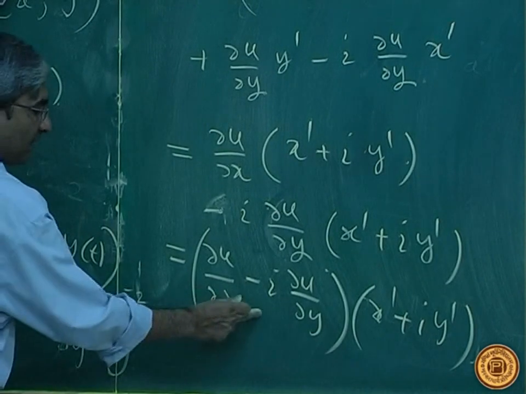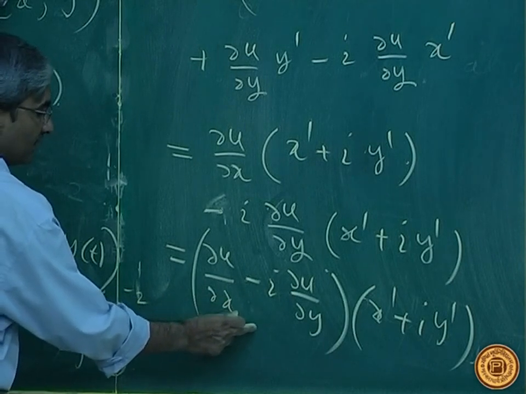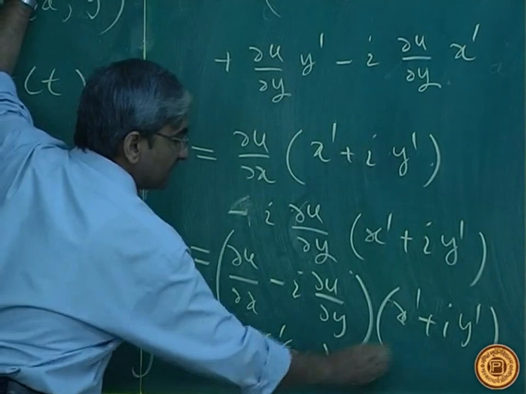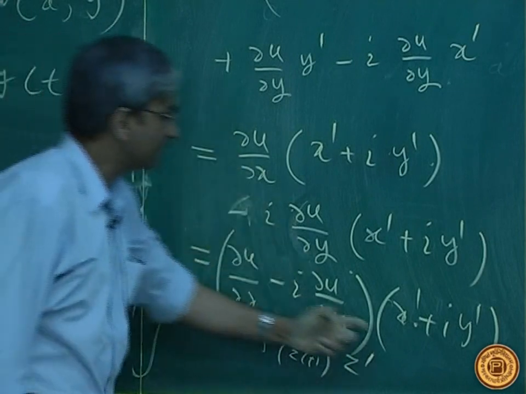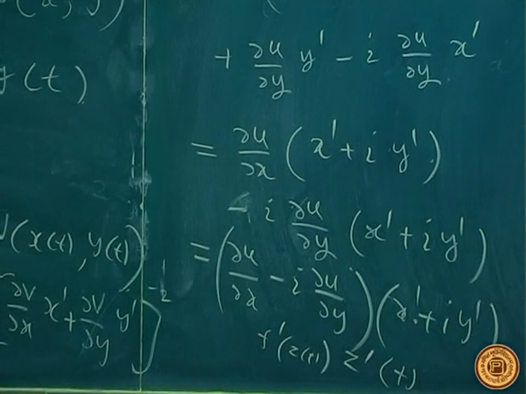But this is nothing but f dash. So this is f dash at z(t) into z prime, because z(t) is x(t) plus i times y(t). So this is z prime t. So that is what we wanted to prove.